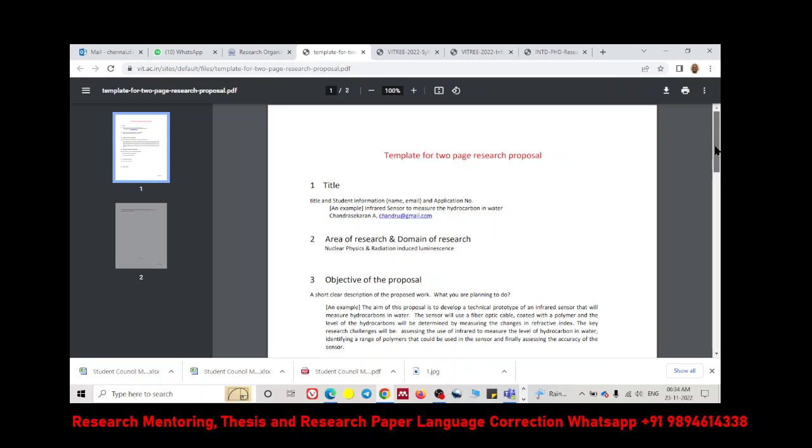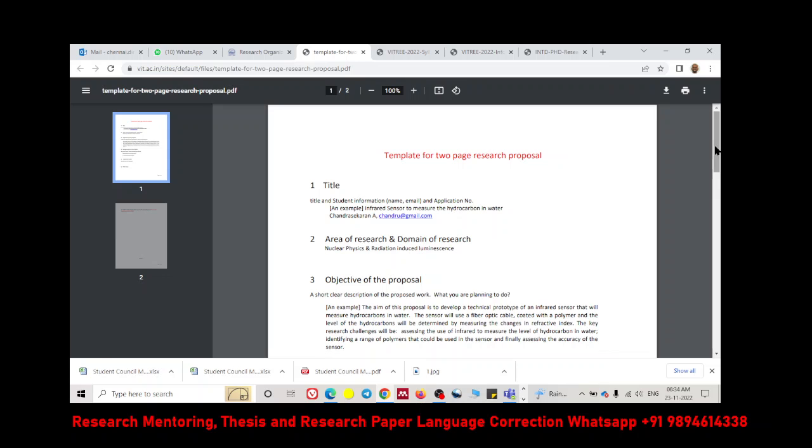And second thing, you have to write about the area of research and a specific domain of research. Area of research means the broad field, domain means a specific one, because in the broad field, what exactly you are going to work on, you need to mention. Here they have given an example: nuclear physics is a broad field, and radiation induced luminescence is the specific domain.